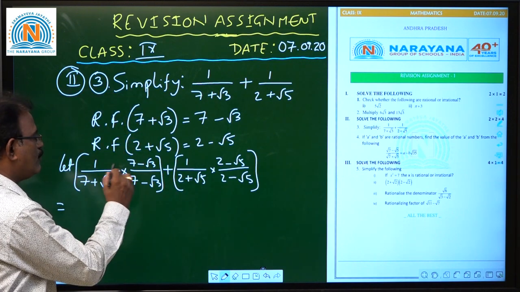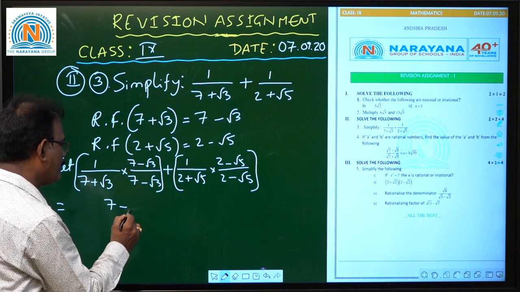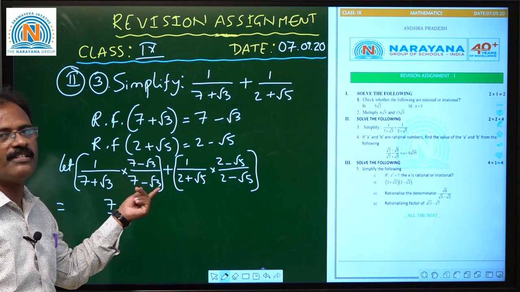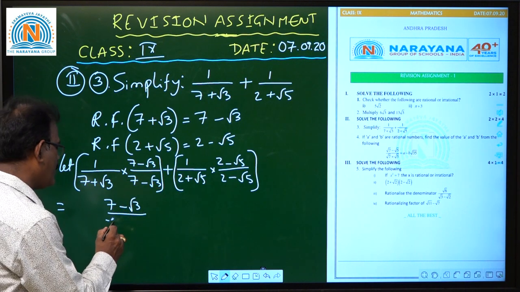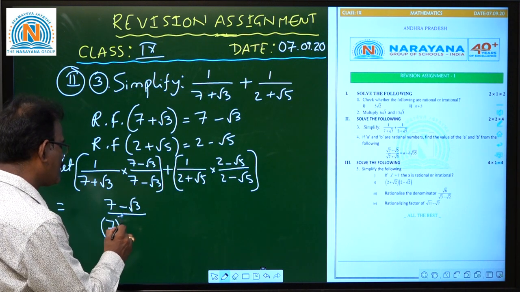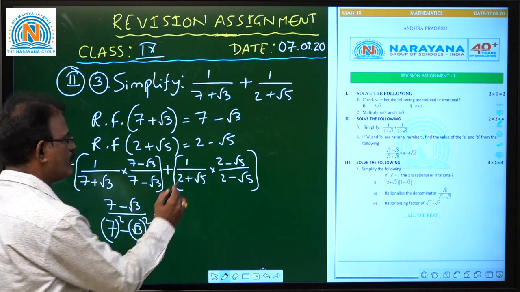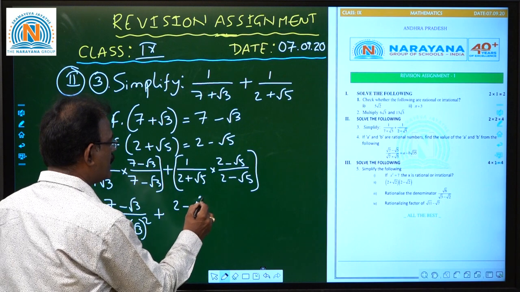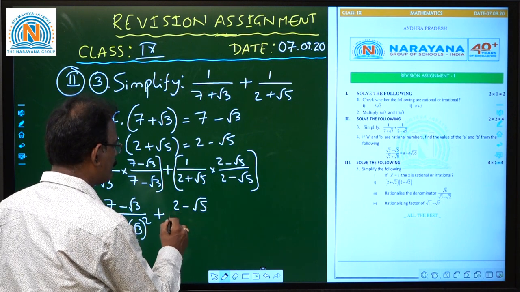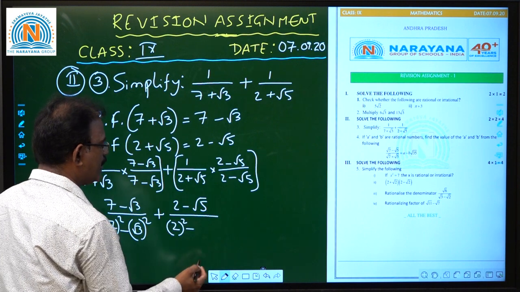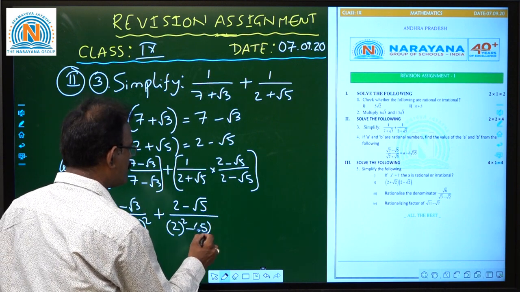Okay, 1 times 7 minus root 3, and this is a plus b into a minus b, children, you know very well, a square minus b square, so 7 square minus root 3 whole square, plus again 1 times the same here, again a plus b into a minus b, a square minus b square, children.